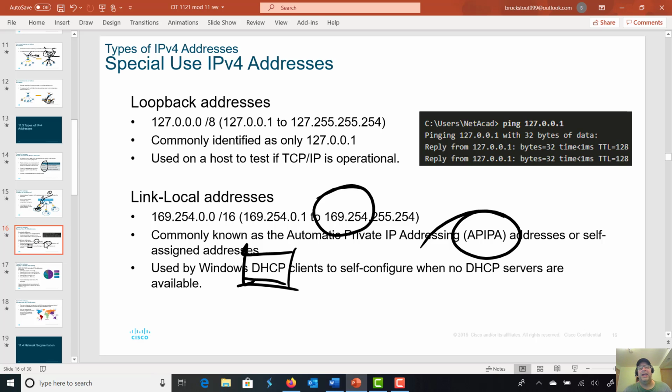Now, if that process fails, you will do an IP config and you will look at your IP address and it will start with this, 169.254. And that is an address that you do not want to see. That means that you didn't directly configure your IP address, and DHCP services have failed you.